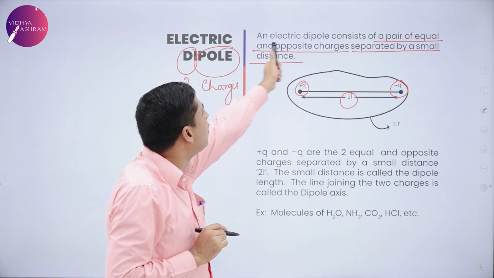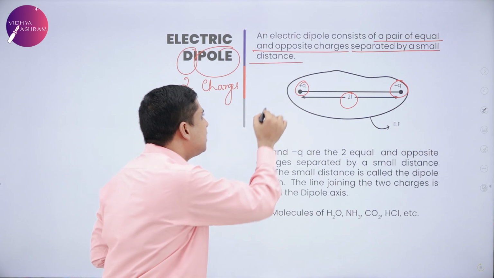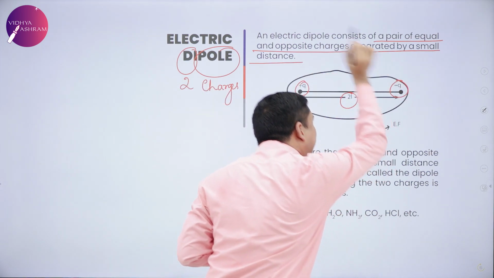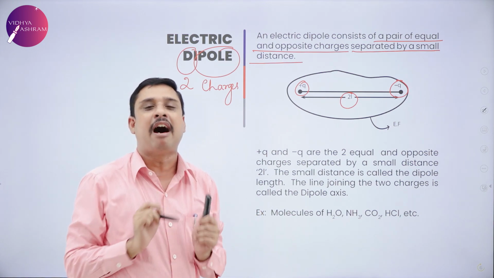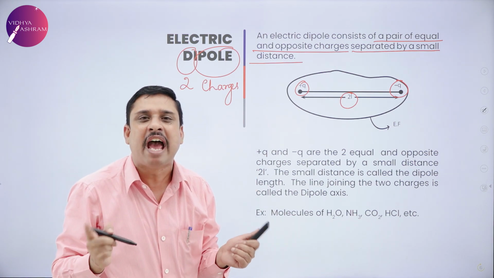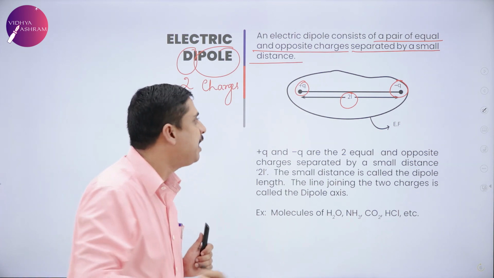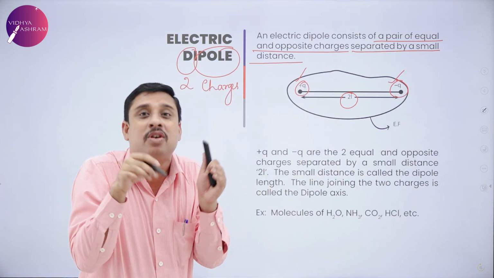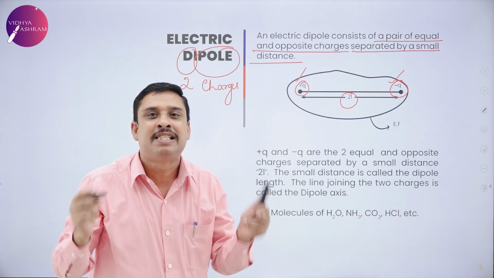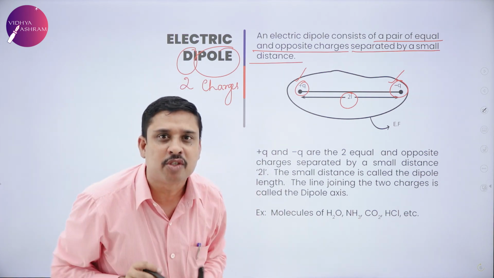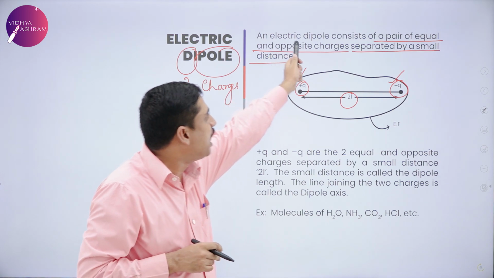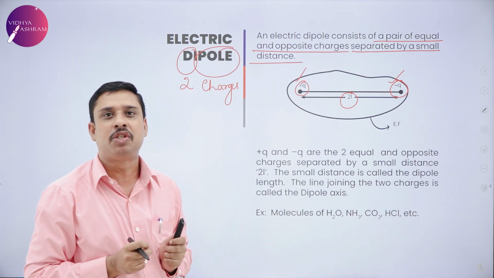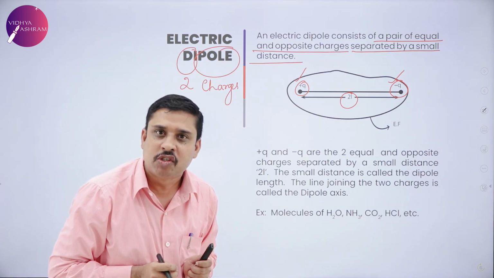What is the significance of equal and opposite charges? See, one of the charge has magnitude Q. The other charge also has magnitude Q. Both the charges have the same magnitude, therefore they are equal charges. And why opposite? The polarity of one charge is plus and the other charge is minus. They are opposite in nature. So I have two charges which have the same magnitude and they are opposite in nature. So electric dipole should consist of two charges which have the same magnitude and opposite nature.